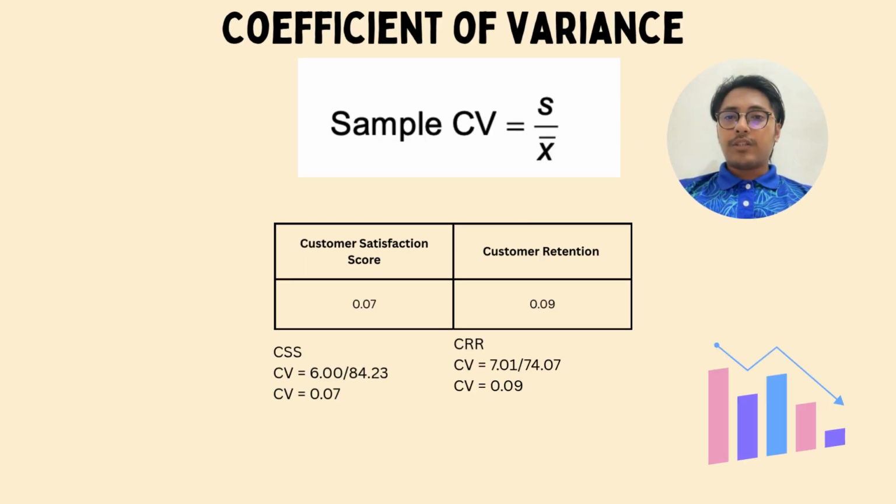Lastly, the coefficient of variation, or CV, helps adjust for differences in the size of the means, so it's easier to compare how much the data varies. In this case, the customer retention rate has a higher CV than the customer satisfaction score. That basically means retention is less stable and more difficult to predict.